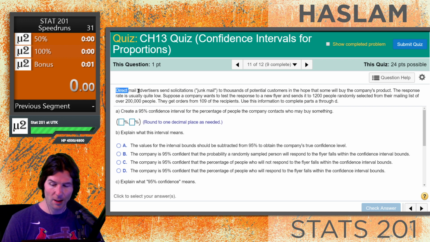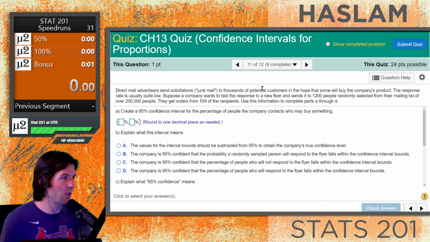Direct mail advertising solicits junk mail to thousands of customers. The response is usually quite low. Suppose a company wants to test the response rate to a new flyer. It sends out 1,200 people randomly selected from their mailing list of 200,000 people. Be very careful. I want to see some notation. This problem tricks many people. What is the notation for this problem? You have 3 numbers to deal with, and this is where I see the mistakes a lot. We have 1,200 people selected out of the 200,000, and 109 of them got orders. It's tricky because there are 3 numbers. They're trying to trick you.